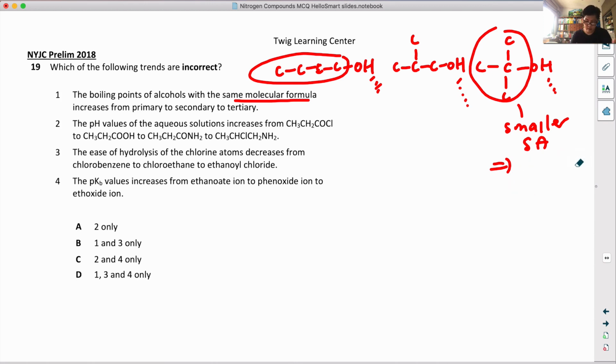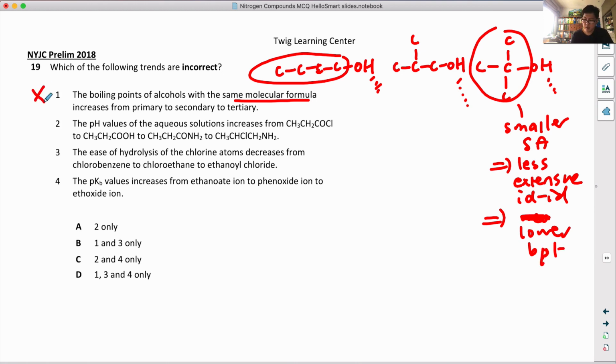Okay, because smaller surface area, so less extensive ID, okay? Less extensive ID. So which we imply it has a lower boiling point. Because weaker, less extensive ID, you end up having a lower boiling point. So they say it increases, so this is definitely wrong. So this one would have a larger surface area. Primary alcohol has a larger surface area, more extensive ID, a higher boiling point. More energy is needed to overcome that.